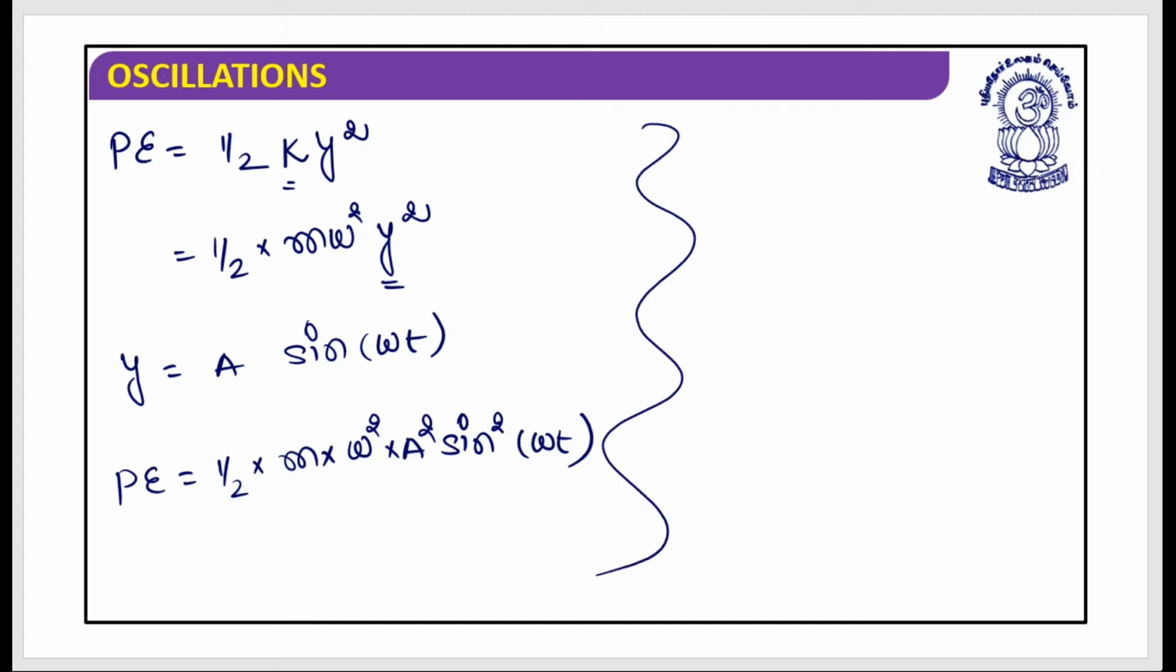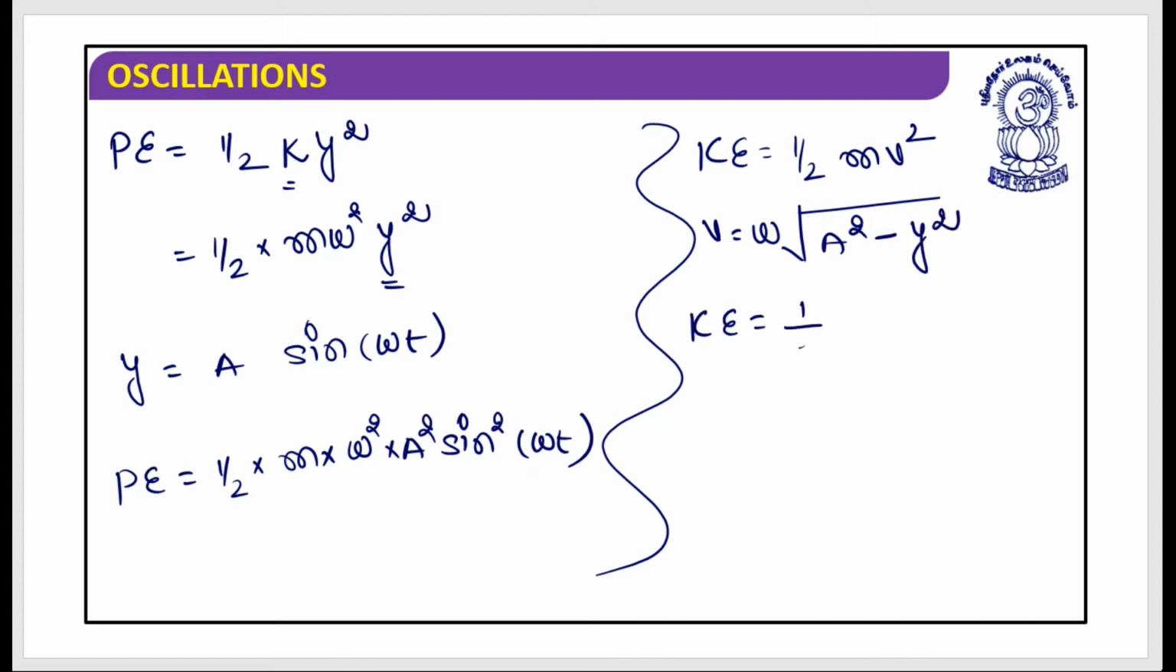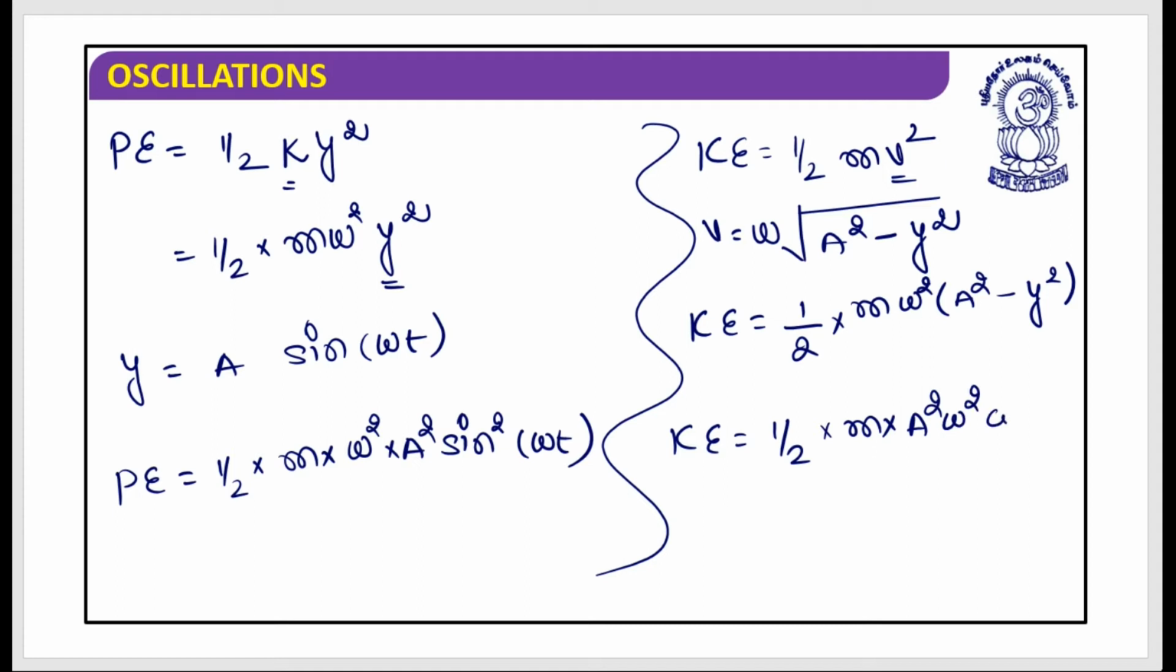We have one relation for the kinetic energy, that is equal to half into m into v square. We have the relation of v as omega root of a square minus y square. So the kinetic energy is equal to half into m into omega square into bracket a square minus y square. And from this, the kinetic energy is equal to half m omega square a square cos square omega t. I hope this is clear.